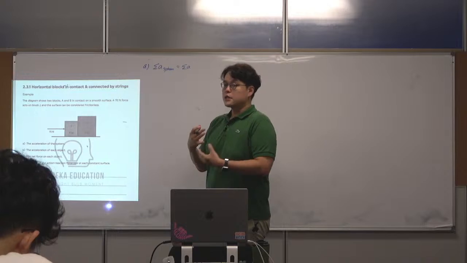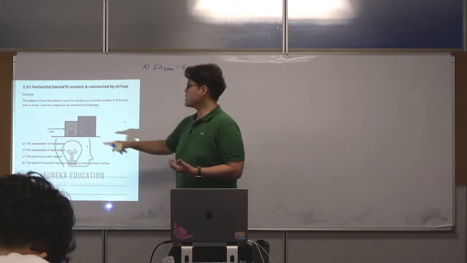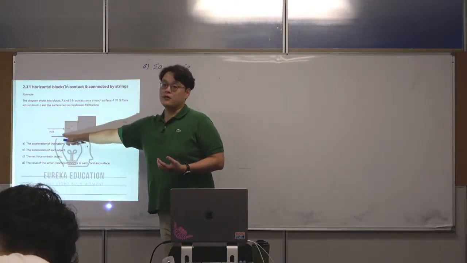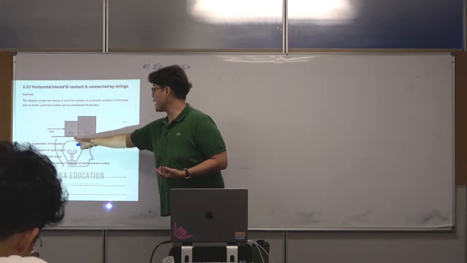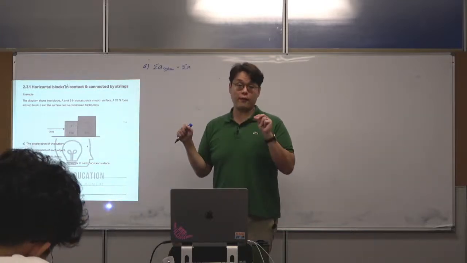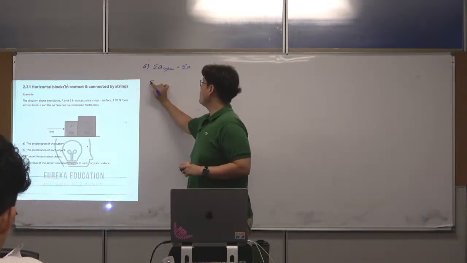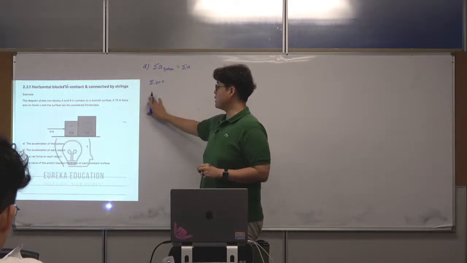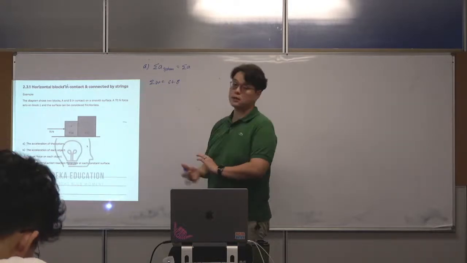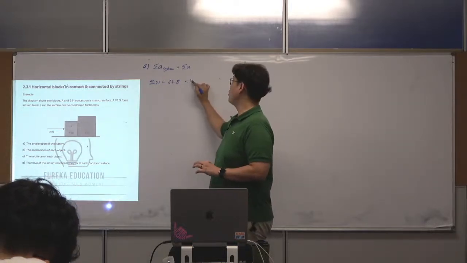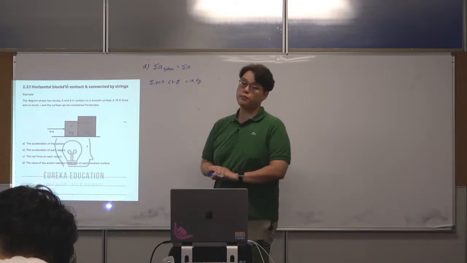Let us understand what I mean by system here. You have a system, where the blocks J and K are combined together. So the total mass of that system is 6 plus 8, isn't it? Giving you 14 kg as the total mass.